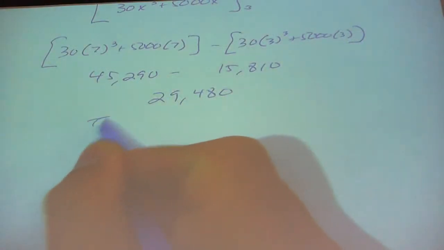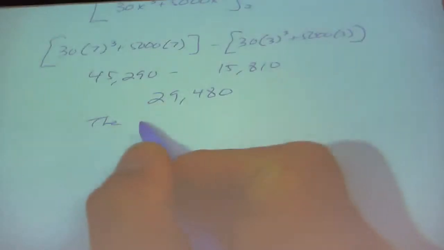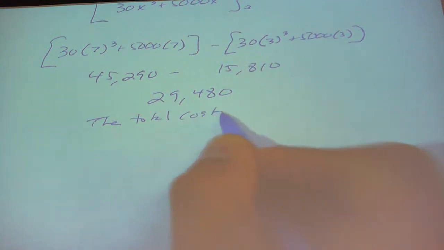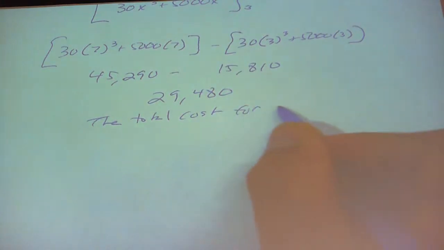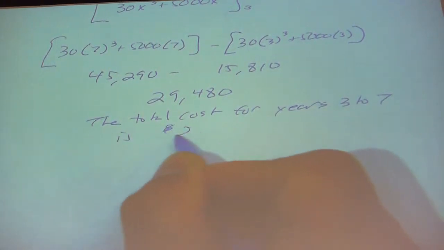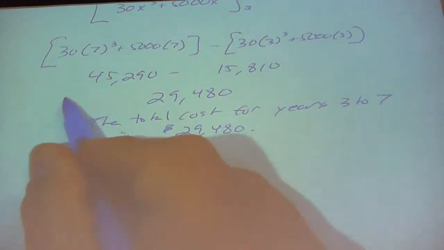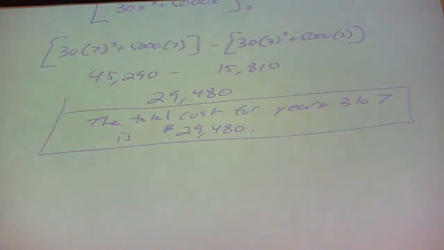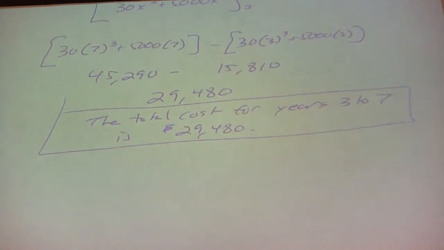Then the sentence: what does this number mean? Is that the total cost or the marginal cost? The total cost, because remember we took the integral to get total cost for which years? 3 to 7 is 29,480. So another application of integrals is to work backwards. So you can find the total cost from year 3 to 7 is 29,480. Okay, questions on this one?